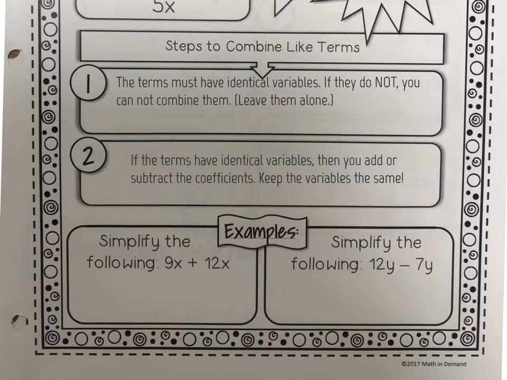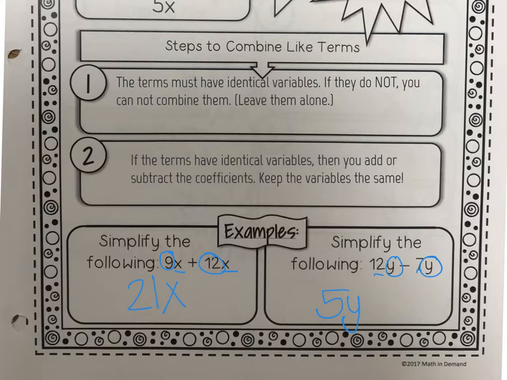So down in my examples down below, I see that I've got 5x plus 12x because both of these terms have the same variable x. I can add the coefficients. 9 plus 12 is 21. My variable stays the same. I've just simplified that expression. I can simplify 12y minus 7y as well, since they share that common variable of y. 12 minus 7 is 5, and y is going to stay the same.